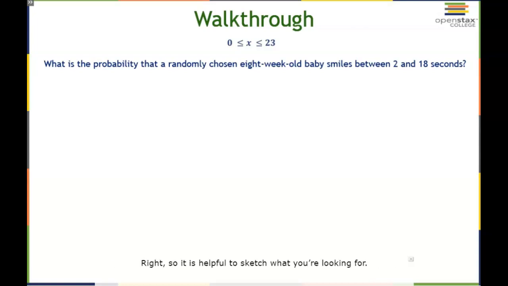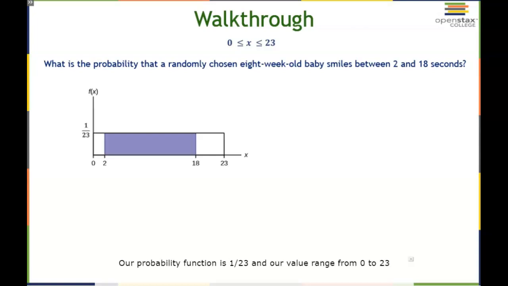All right, it's always helpful to sketch what you're looking for. So our probability function is 1/23, and our range of values goes from 0 to 23, and we're looking for that range between 2 and 18. So just the probability in the shaded region is what we're looking for.